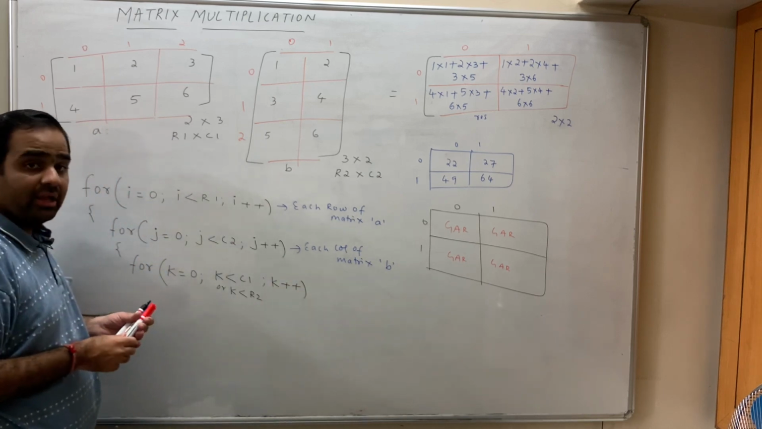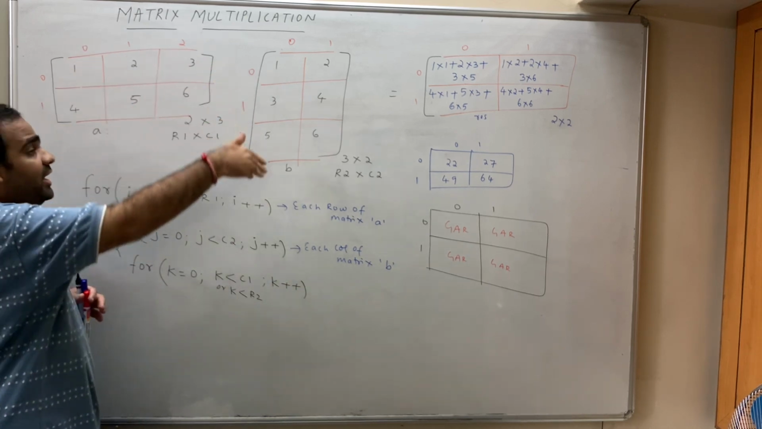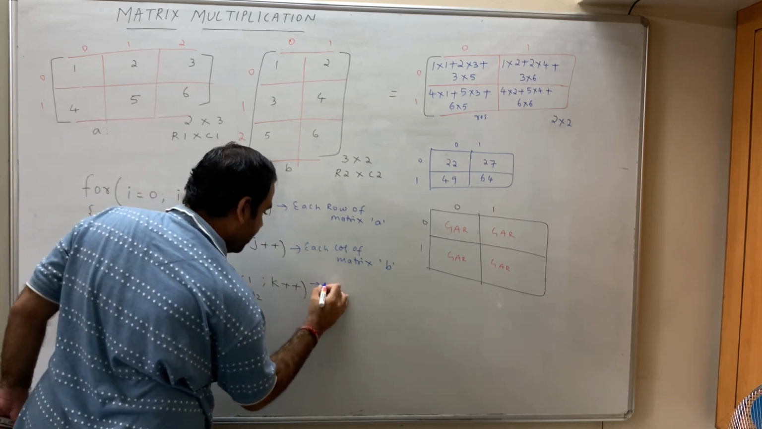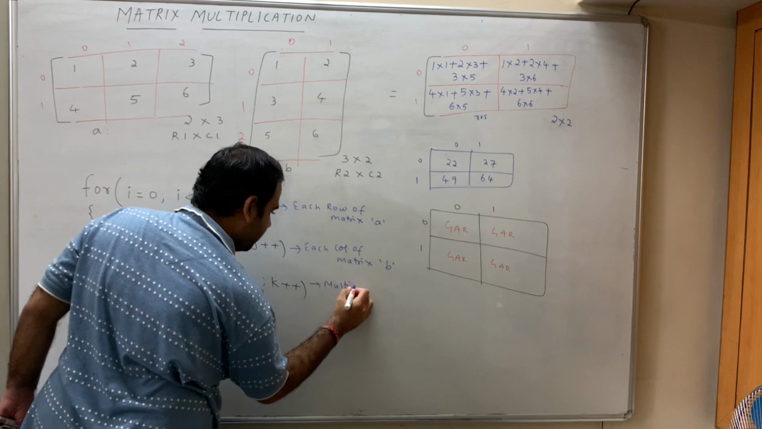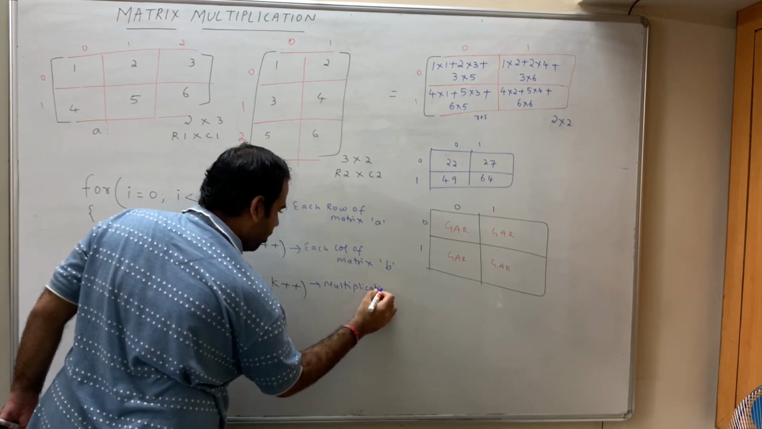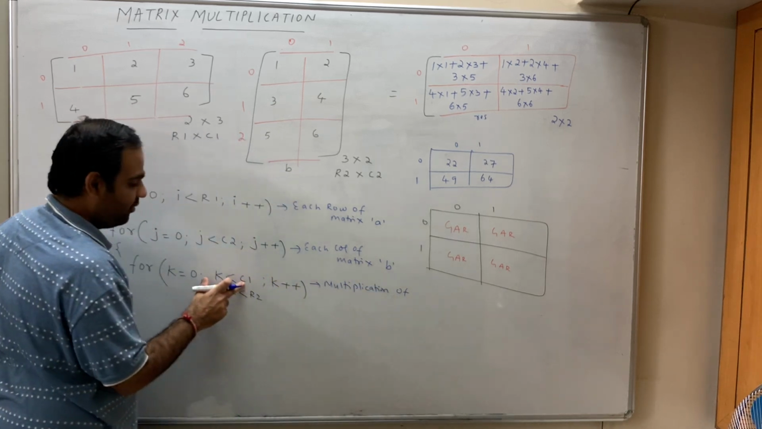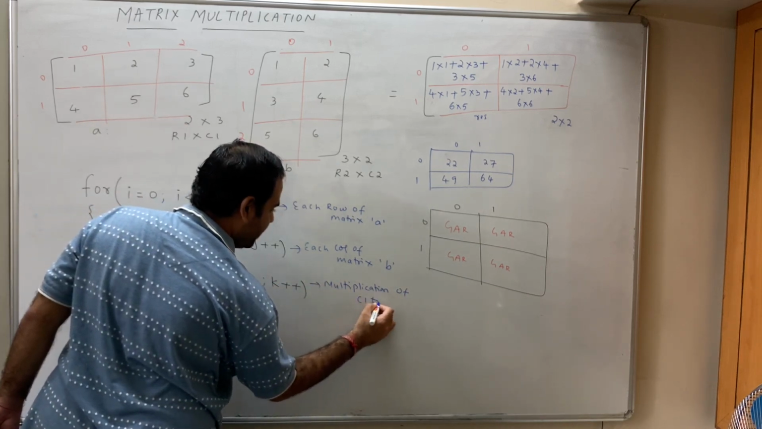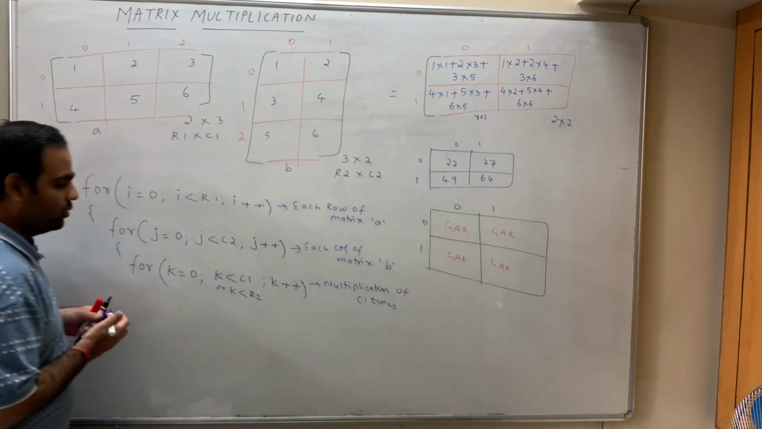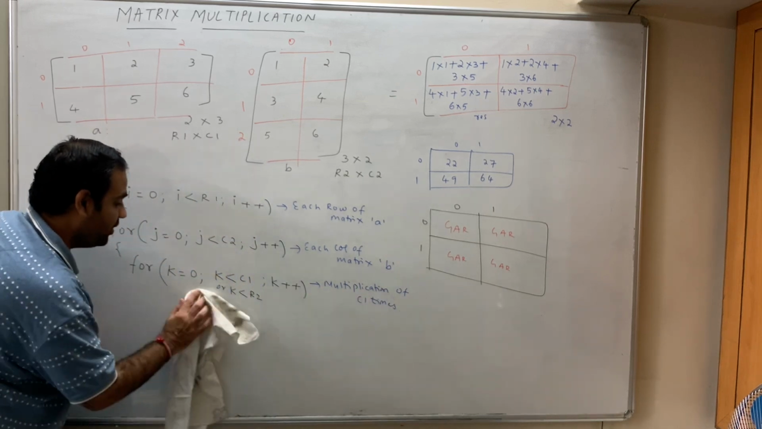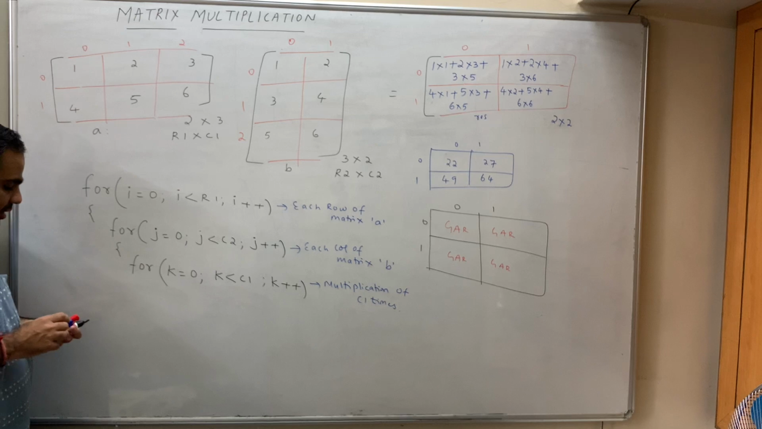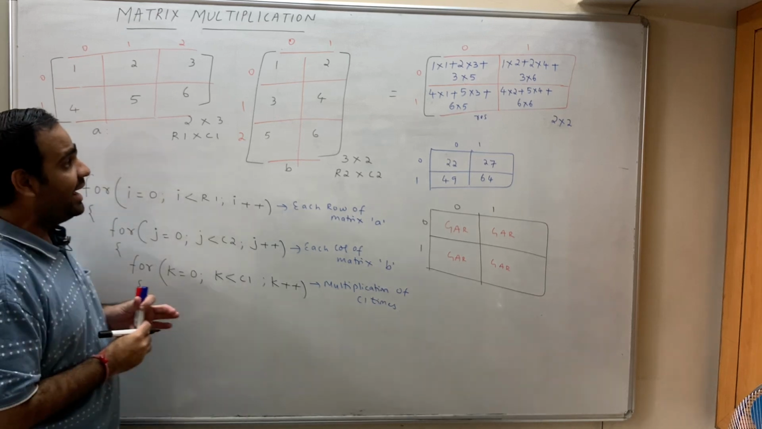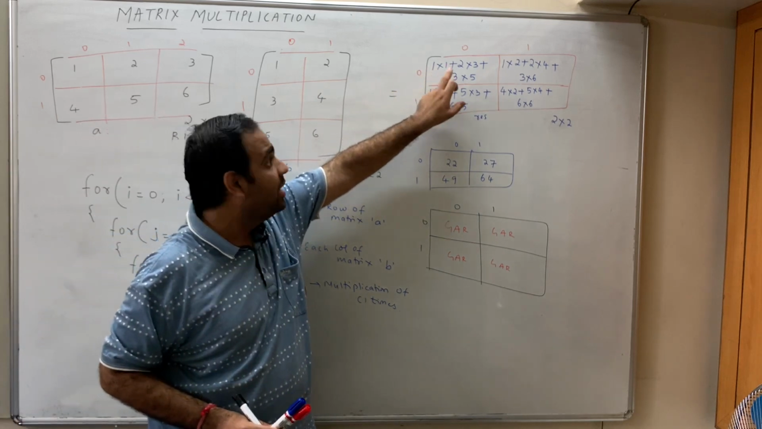Now what is it doing? It is multiplying 3 times, or 4 times, or 5 times. It is the multiplication of how many columns? C1 columns or R2 rows. Multiplication of C1 times, or you can say R2 times. You can write k less than C1 or k less than R2. That's your choice.